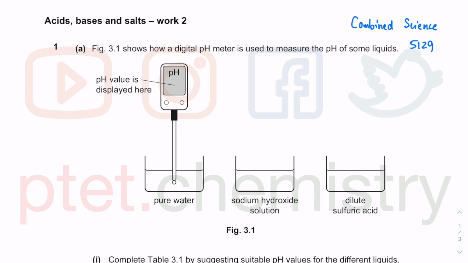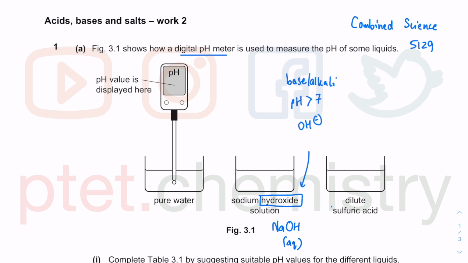In this first question, we have a pH meter. This is a digital pH meter, so it works with a sensor. So this is an electrode with a sensor that is dipped into the solution, which in this case is pure water. This is sodium hydroxide solution. This is dilute sulfuric acid. Sodium hydroxide contains Na+ and OH-. Hydroxide means you contain the OH- ion, and that is what makes the pH greater than 7. That is what makes it a base or alkaline.